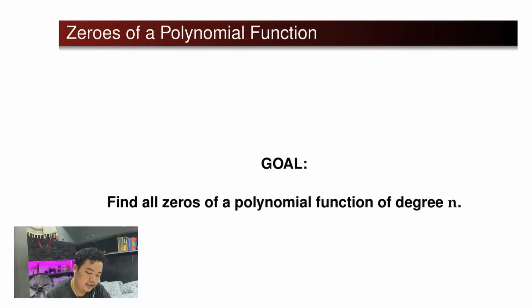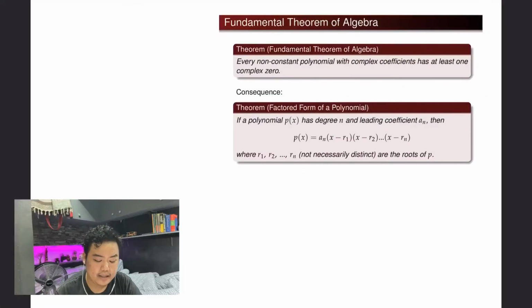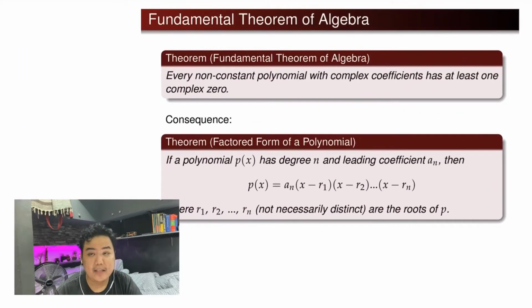So sabi ko nga kanina, ang goal talaga natin is to find all the zeros of a polynomial function of degree n. Hindi pa tayo naghanap ng zero ha, nagpe-prepare pa lang tayo kanina. At ito, another preparation na naman. So sinasabi ng fundamental theorem of algebra that every non-constant polynomial with complex coefficients has at least one complex zero. Pero ito, feeling ko mas intuitive yung consequence niya.